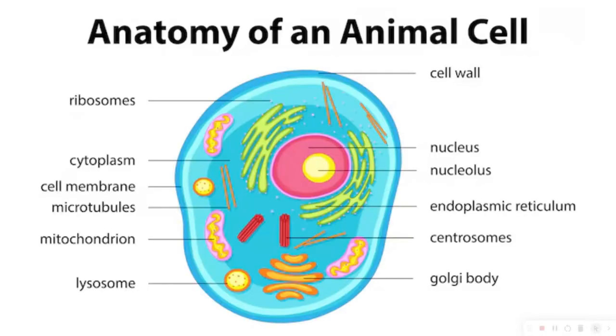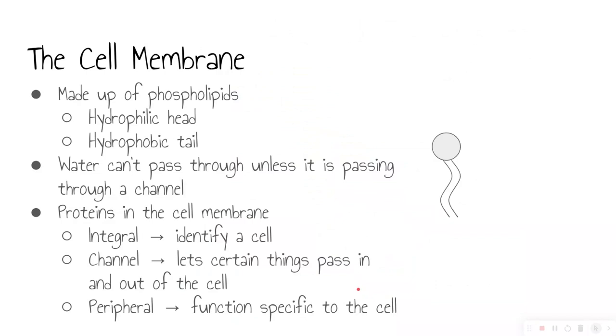All right, in this video, we're going to talk about the cell membrane, and you can see the cell membrane around the very edge of the cell. The cell membrane is made up of phospholipids, where lipids are fats, and the phospholipids here have a hydrophilic head.